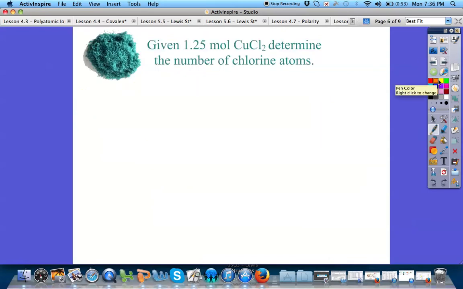Our next problem says, given 1.25 moles of copper chloride, how many chlorine atoms are there? I want to point out that you have more than just your chlorine atoms in copper chloride, so we can't go straight from moles to chlorine atoms. We're going to have a few more steps. So we're going to start with our 1.25 moles of copper chloride.